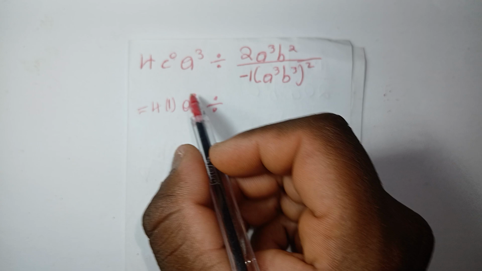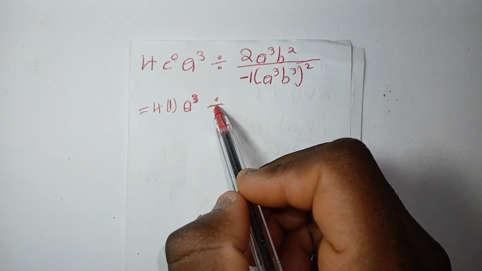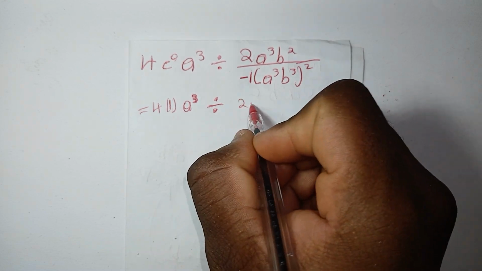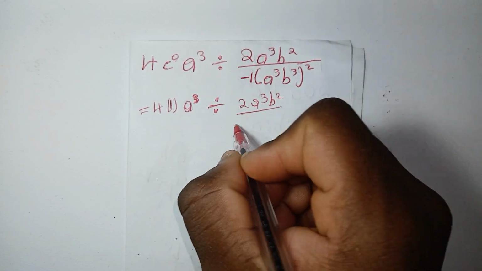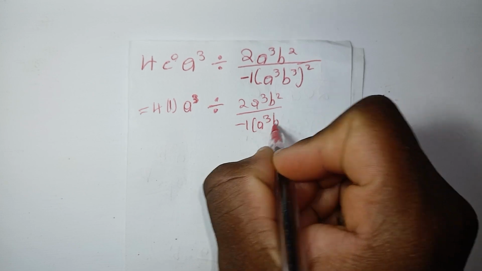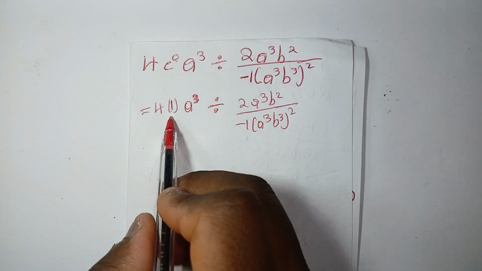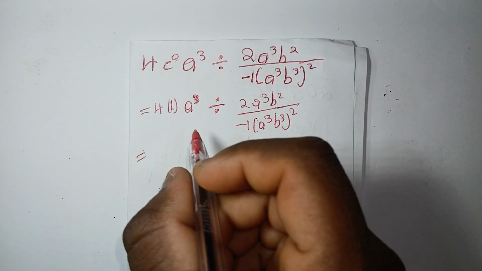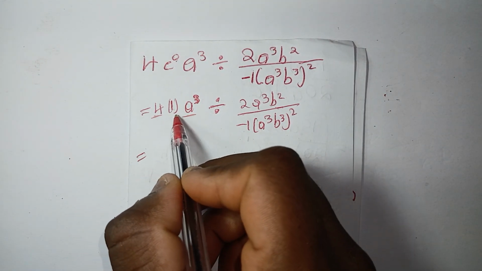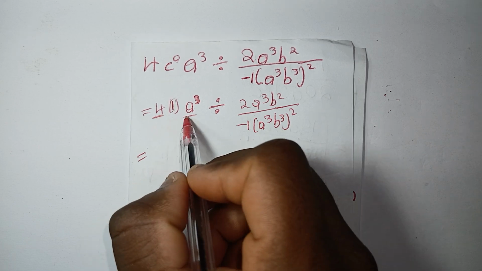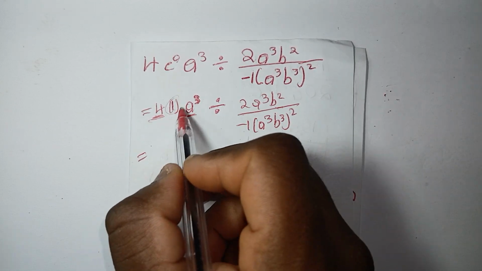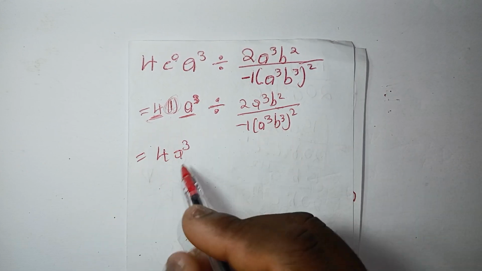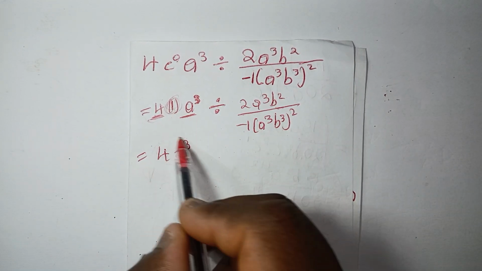Before I change this division, I'll start by applying that one like that. Here it's 3b^2 over minus 1a^3b. It's only positive 1, guys, the one which disappears in maths. So anything when you multiply by 1, you'll get the same thing, which is a and 3.